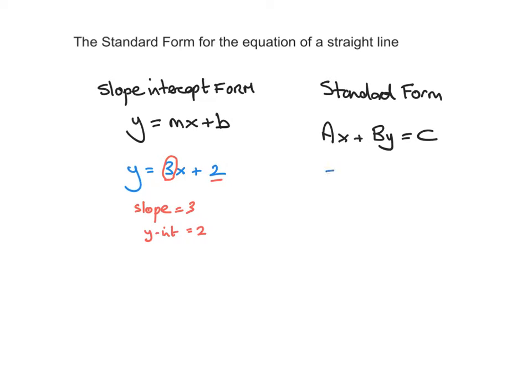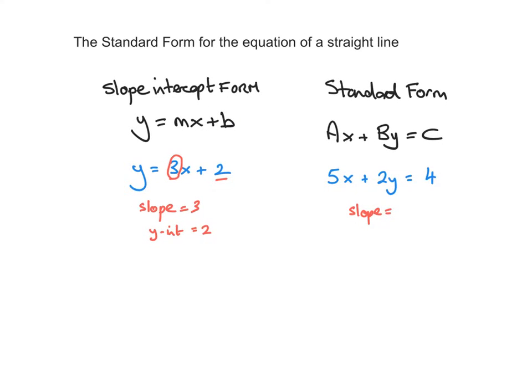Now, for an equation like 5x plus 2y equals 4, it's still a straight line, and the slope has a formula, which is negative a over b, where a is the 5, b is the 2 with the sign, so it's negative 5 over 2. We can prove that, of course, by just putting it into slope-intercept form.